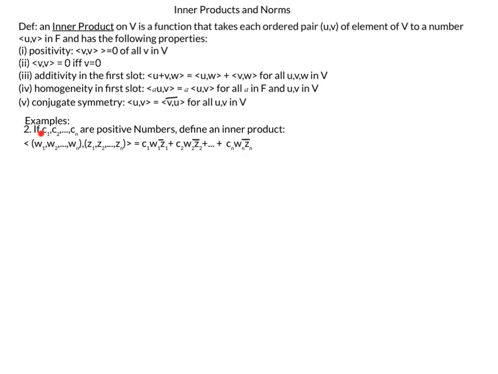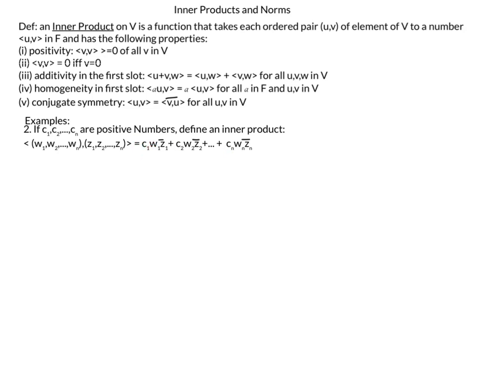Our next example is, if c1, c2, up to cn are positive numbers, define the inner product of w with z as equal to c1 times w1 times the complex conjugate of z1, plus c2 times w2 times the complex conjugate of z2, up to cn times wn times the complex conjugate of zn. Because this function is so similar to our last inner product, the only difference now is that we have these coefficients multiplied out.